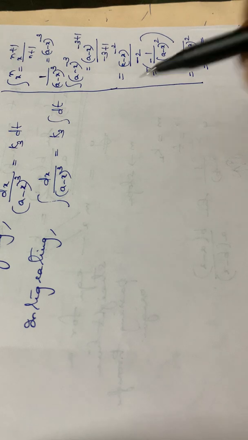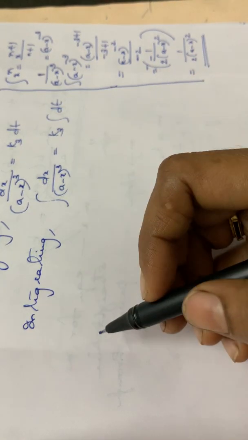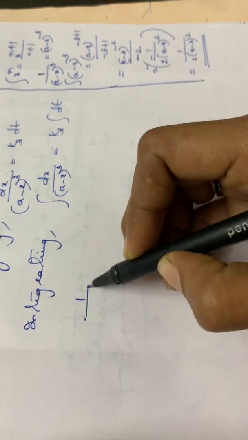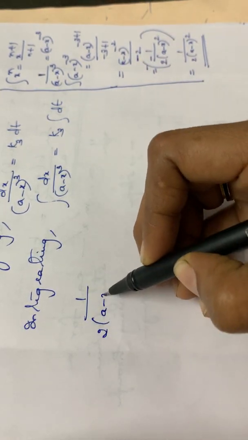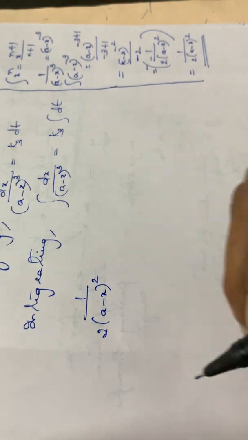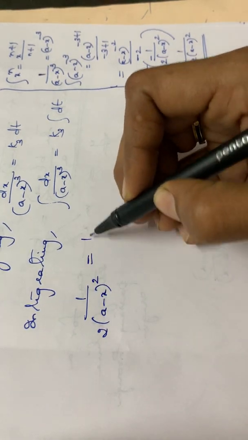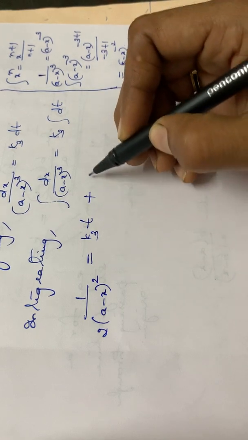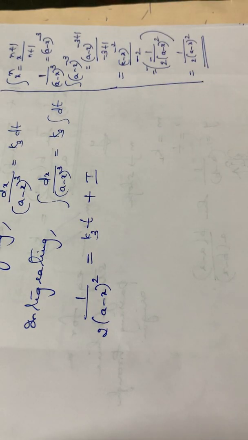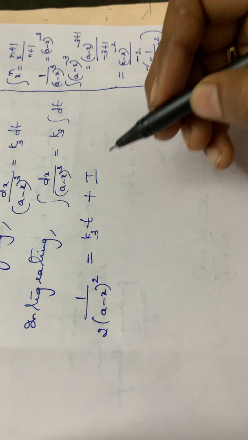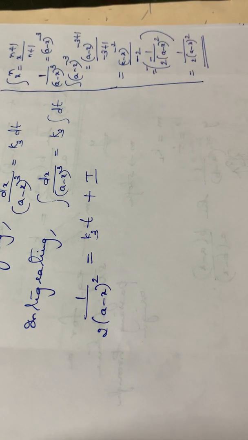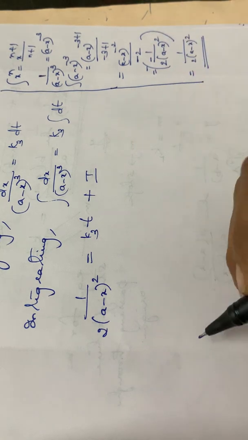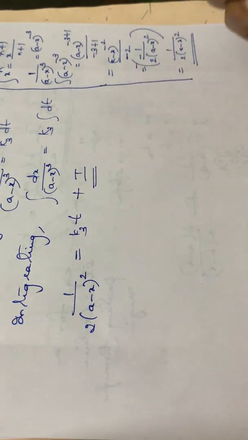Then you have to substitute in this equation. So the integral dx divided by a minus x, the whole cube, will be equal to 1 by 2 into a minus x, the whole square, which is equal to k3 into the integral of dt, which is t, plus a constant of integration. Since we are not putting any limits, you have to keep this constant of integration, where I is the constant of integration. Then what is the next step? You have to find out the value of I.